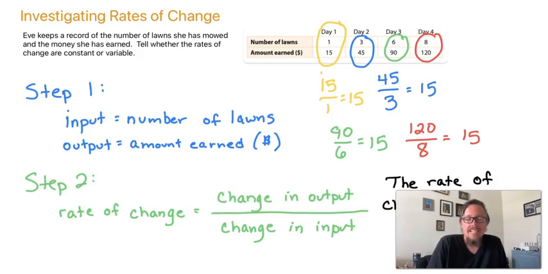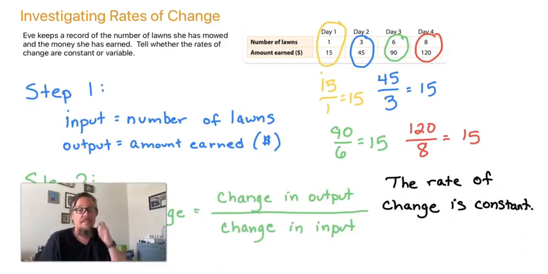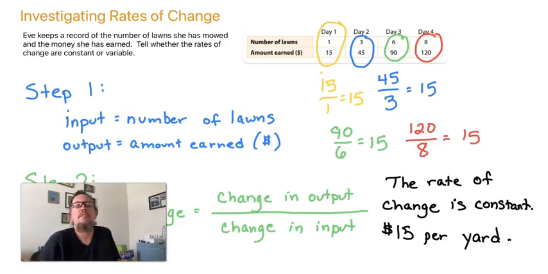And what is that constant rate of change? It's 15, but 15 what? $15 per yard. That's what the 15 means. It was $15, and I'm being paid $15 for each yard that I mow. So that is the rate of change, $15 per yard.